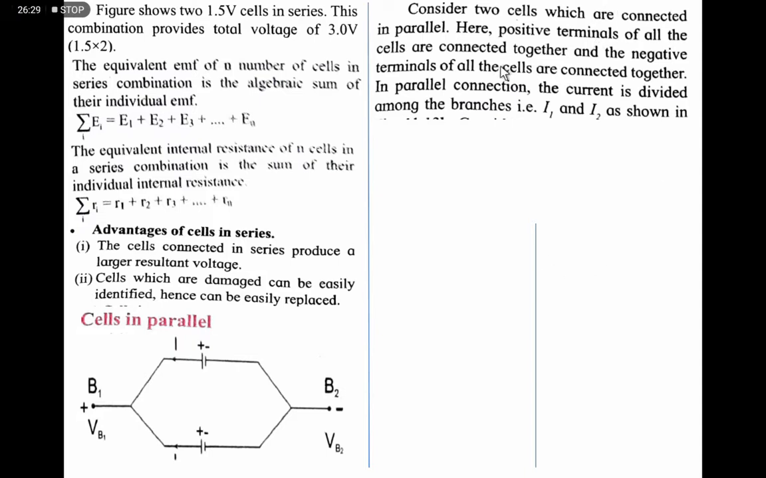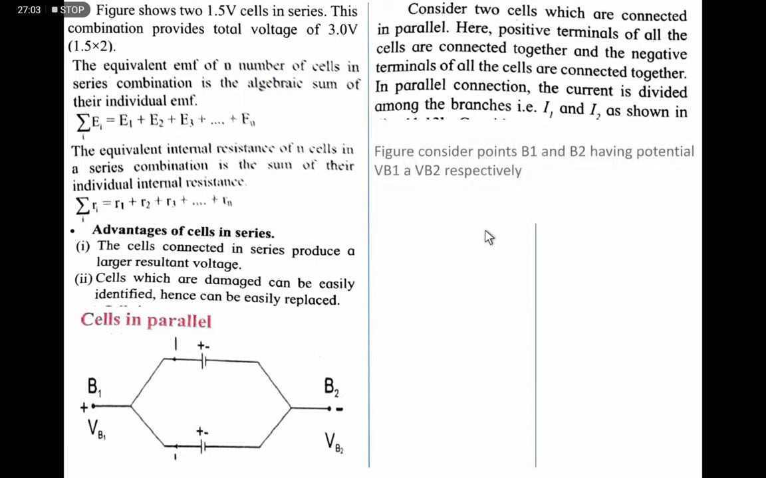Same thing is explained over here. Two cells which are connected in parallel: the positive terminals of all the cells are connected together, and the negative terminals of all the cells are connected together. This is the combination or connection. In series combination, the same current passes through each cell. Okay, but here the current is divided into two paths, I1 and I2.